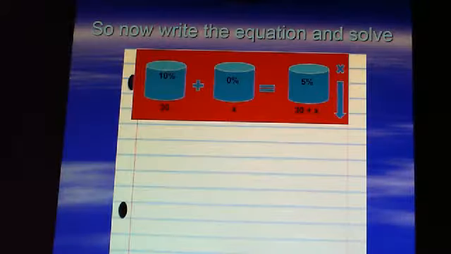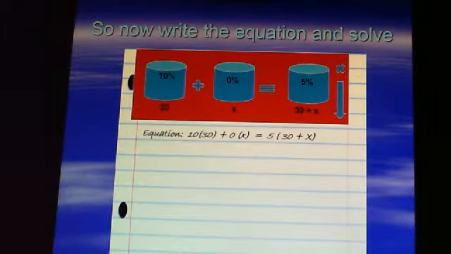Now that we have that, all we have to do is write the equation. What's the equation going to look like? 10 times 30 plus 0 times x equals 5 times (30 plus x). Now that you have the equation, go ahead and solve it.